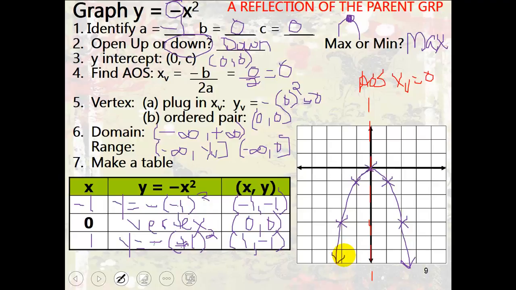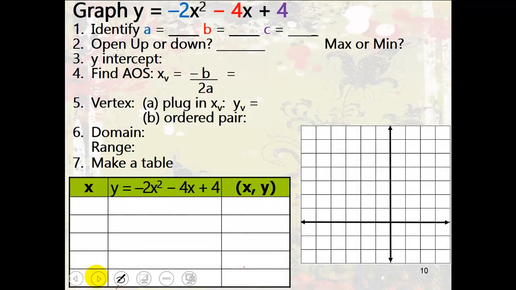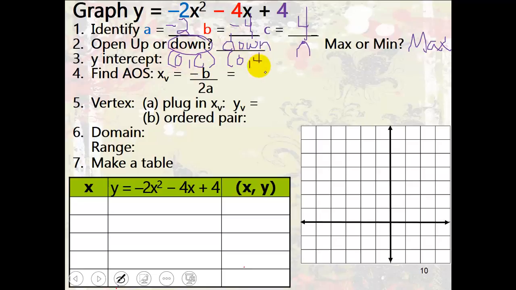All right. Okay, this one has more components to it, so let's go through it. My A is negative 2. My B is negative 4. My C is positive 4. This is going to open down again because A is negative. So down. If I open down, then my vertex has to be a maximum. So my y-coordinate has to be the highest point. My y-intercept is going to be 0, C, which is 0, 4.